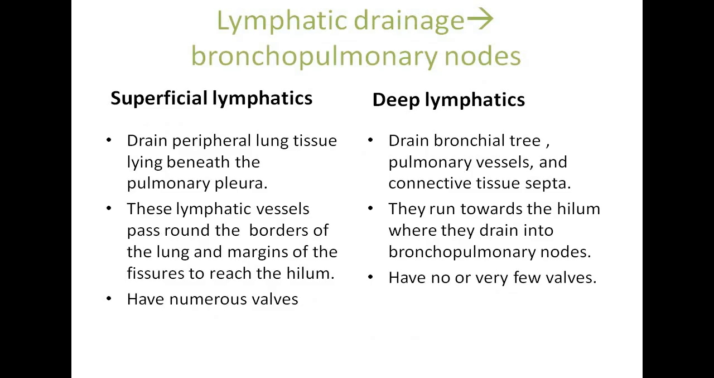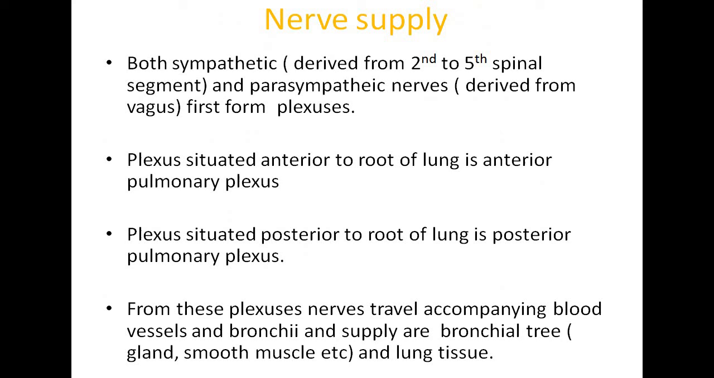Now lymphatic drainage: all the lymph is ultimately drained into the bronchopulmonary nodes. These lymphatics are arranged in two sets, one is superficial lymphatics and one is deep lymphatics. Superficial lymphatics drain the peripheral lung tissue lying beneath the pulmonary pleura. These lymphatic vessels pass around the border of the lung and margins of fissure to reach the hilum and have numerous valves, while the deep lymphatics drain the bronchial tree, pulmonary vessels and connective tissue septa. They run toward the hilum and then ultimately into the bronchopulmonary nodes. They have no or very few valves.